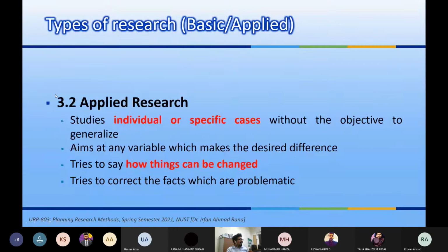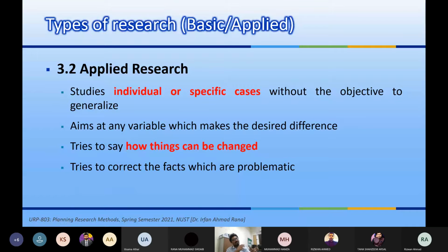Okay. Then there is applied research, in which you test that theory on a certain area. You apply a theory on the ground. So that is your kind of empirical research. You are applying that research, so it's an applied research.